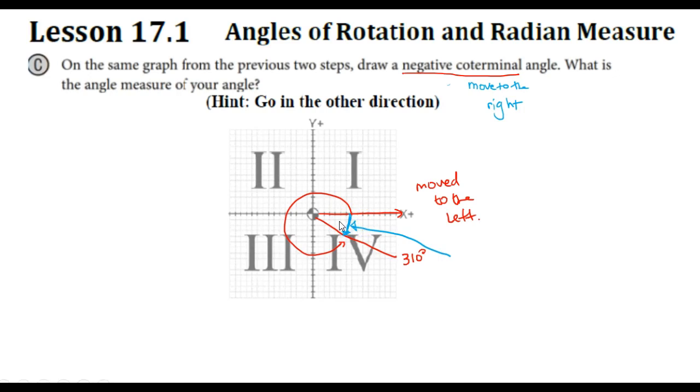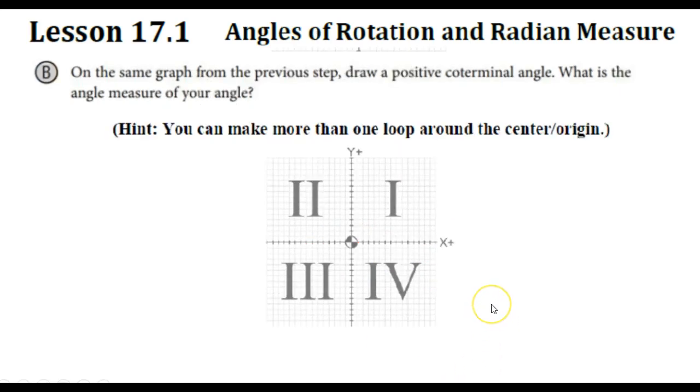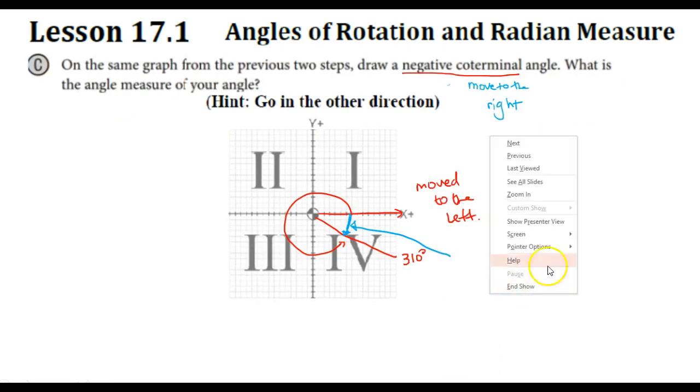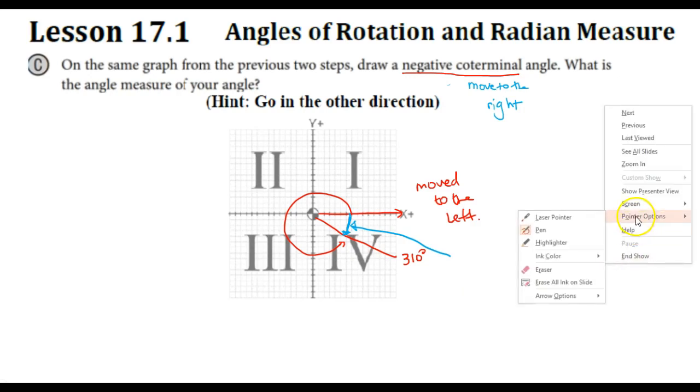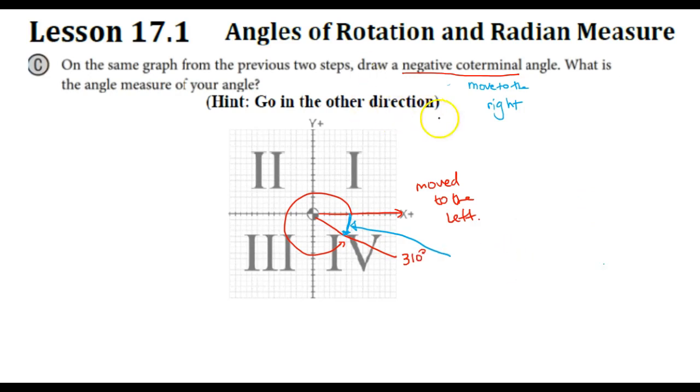Okay, so remembering from the last one, we did add 360 to that value. On the last positive coterminal angle that we got, we took our 310, which was our original angle, and we added 360, right? And we got about 670.